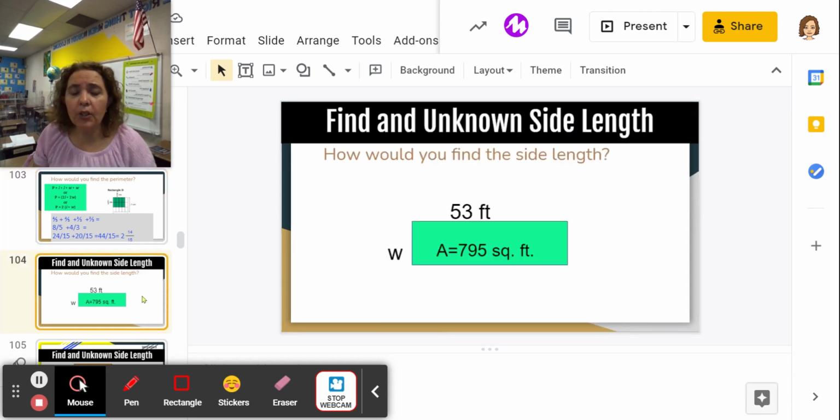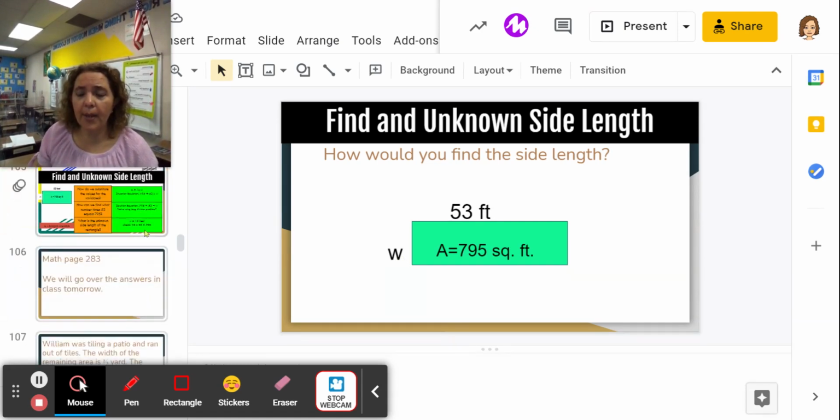Okay, one last thing you need to know for this lesson is how would you find the side length? So if I know that the area is 795 square feet, and I know the length is 53 feet, how would I find the width? Stop the video and see if you can figure it out. Then come back to me.